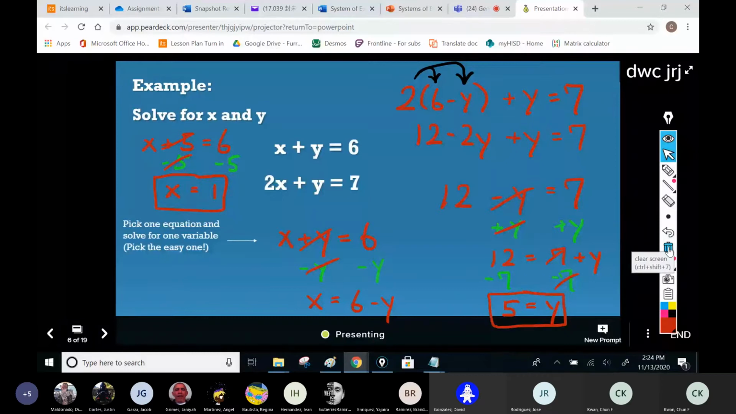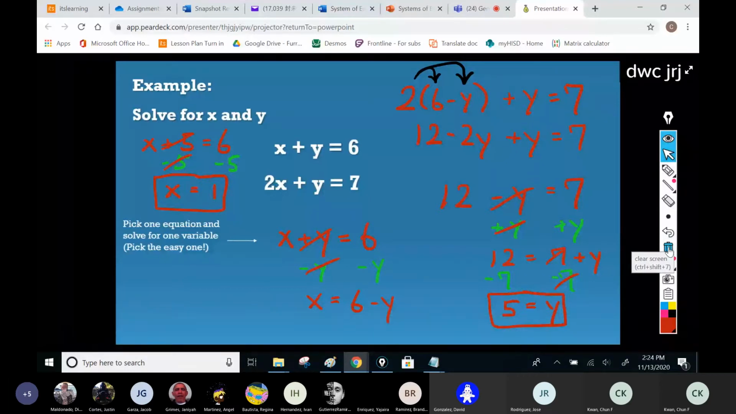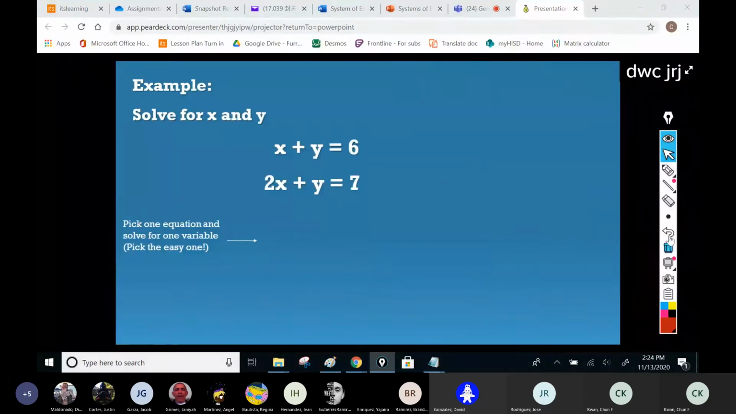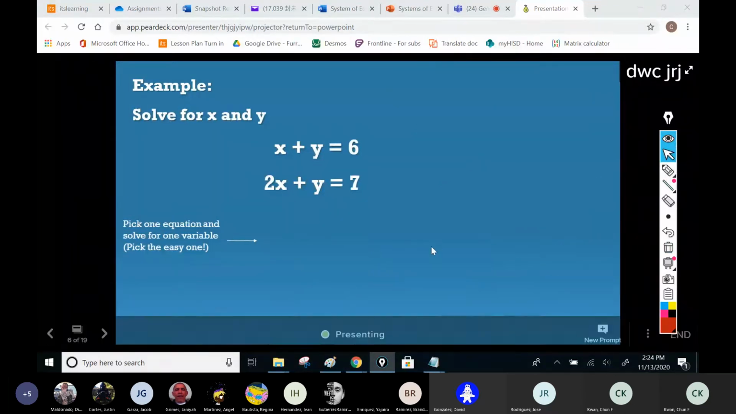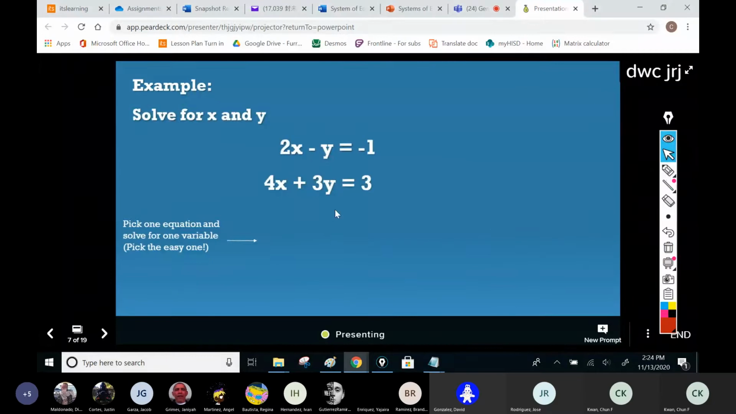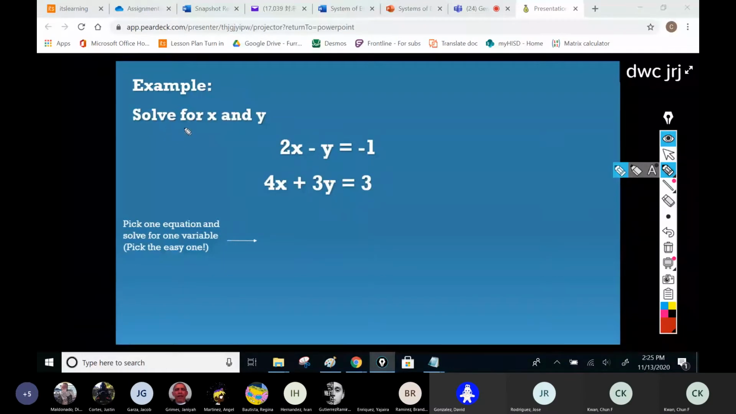All right. Let's work on one more example. I'm going to do one more example, so make sure that you guys are paying attention. All right. I know this is pretty tough. We'll do one more example right here. Solve for the x and the y. Once again, two equations.